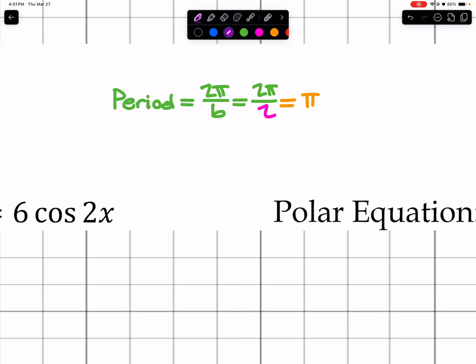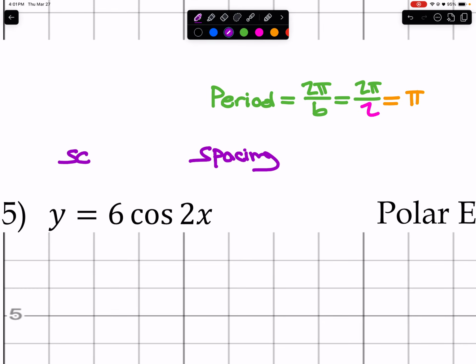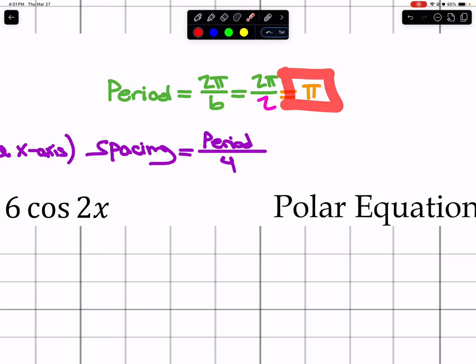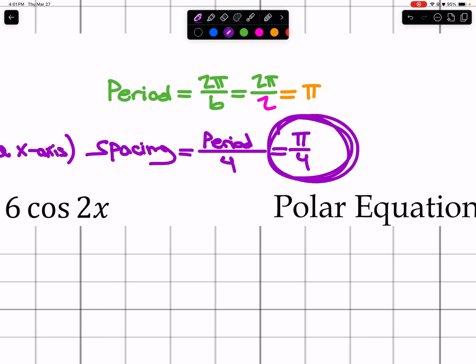Now the next thing is I want to look at doing the spacing. When I say the spacing, this is just a fancy way of doing the scale for the x-axis. So when I do the spacing, I'll do the period and then divide it by 4. We just said the period was pi, so I'm going to do pi divided by 4. So I'm going to scale the x-axis and count by a factor of pi over 4.